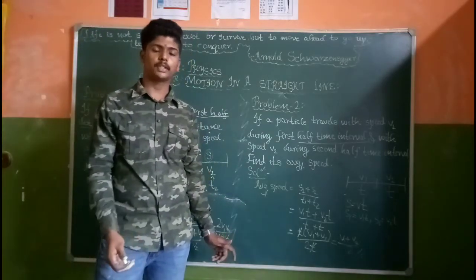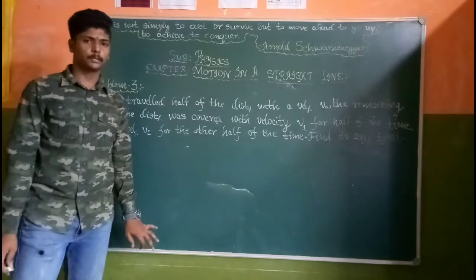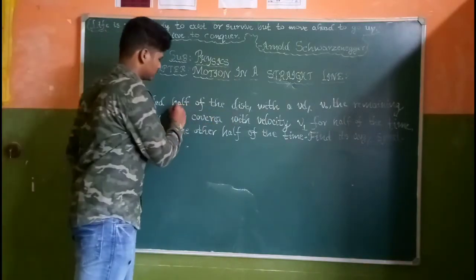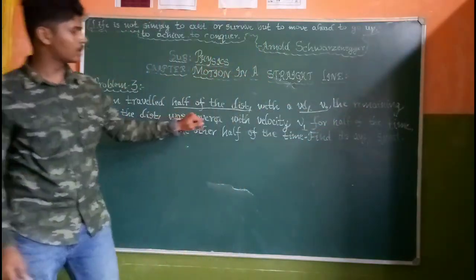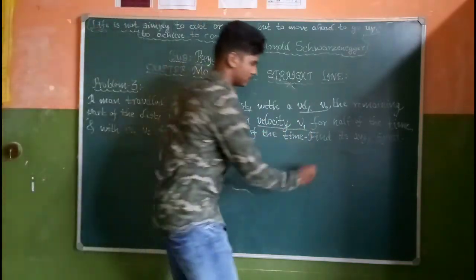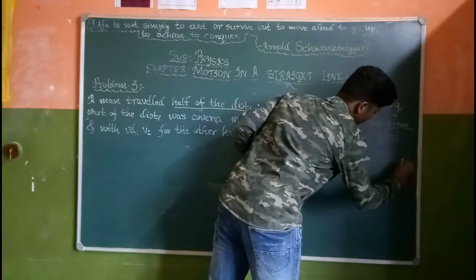So these are the problems. I will discuss some more problems with you in the meantime. Let us look at the third problem. A man travelled half of the distance with a velocity v0. The remaining part of the distance was covered with velocity v1 for half of the time, and with velocity v2 for the other half of the time. Find its average speed or velocity. I will write the figure.